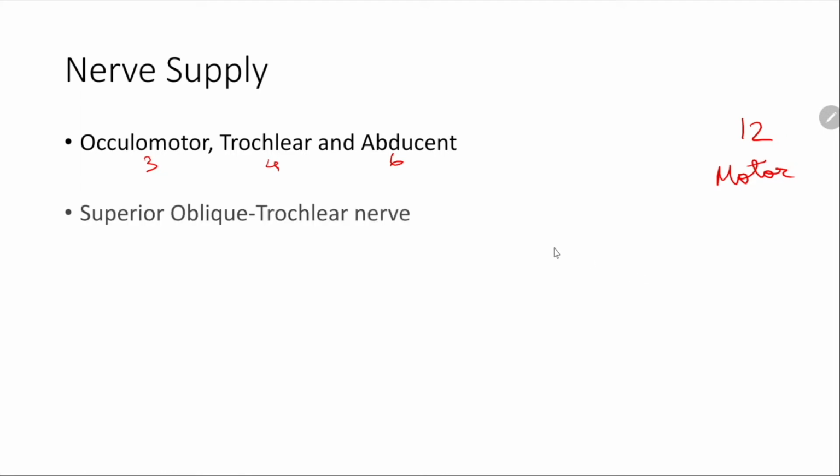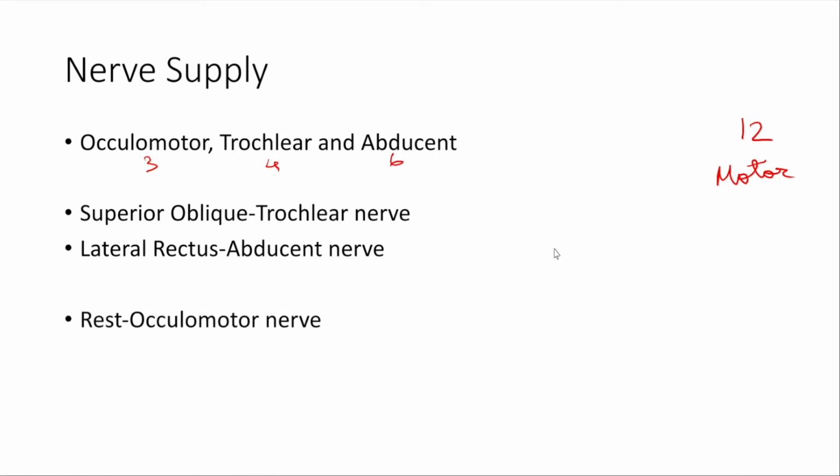So the superior oblique muscle is supplied by the trochlear nerve, the lateral rectus is supplied by the abducent nerve, and all the remaining muscles, as in the remaining recti and the inferior oblique and the levator palpebrae superioris, are supplied by the oculomotor nerve.